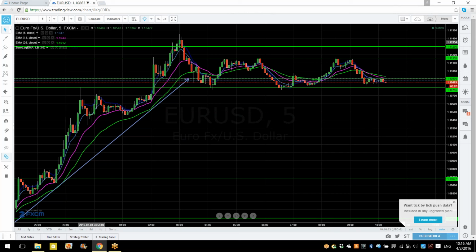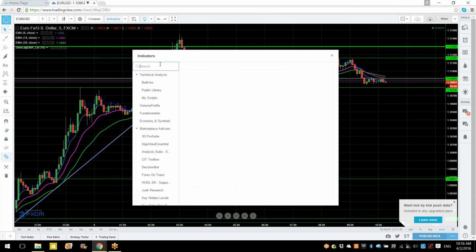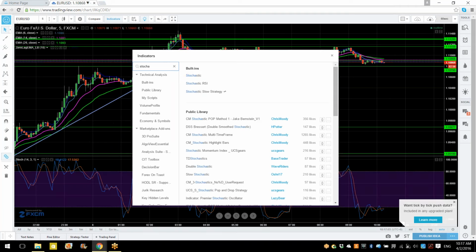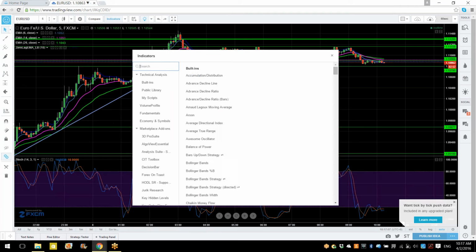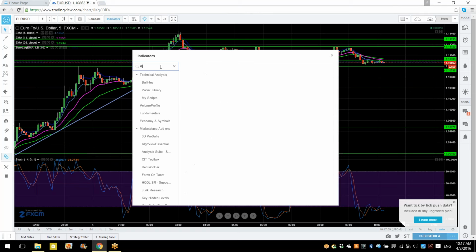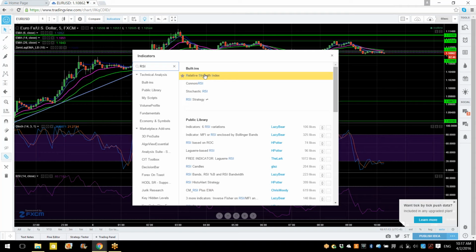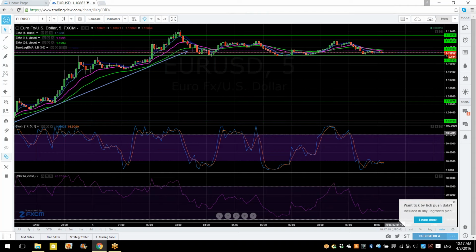Just ignore them. Now, the basic indicator that I want to add is a very famous indicator. Everyone must have used it, and you guys know about it. It's called the stochastic indicator. And the other indicator that I would like to use to confirm my trade is the RSI indicator, relative strength index. So basically, I have added both of them. Now, I would like to change the settings a little bit.